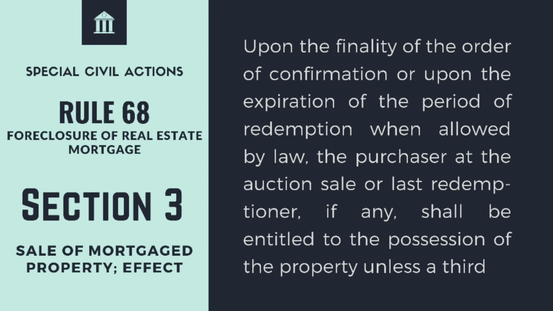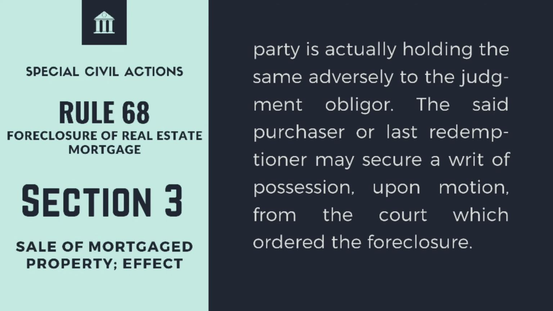Upon the finality of the order of confirmation, or upon the expiration of the period of redemption when allowed by law, the purchaser at the auction sale, or last redemptioner, if any, shall be entitled to the possession of the property, unless a third party is actually holding the same adversely to the judgment obligor. The said purchaser or last redemptioner may secure a writ of possession, upon motion, from the court which ordered the foreclosure.